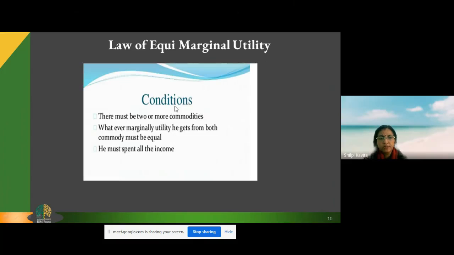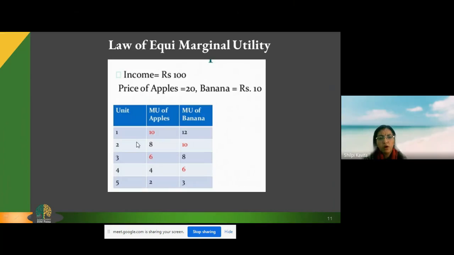So we can see that these three conditions, there must be two or more commodities, the marginal utility should be equal, and he must spend all the income. All the three conditions are being fulfilled when the consumer is consuming 3 units of apple and 4 units of banana.